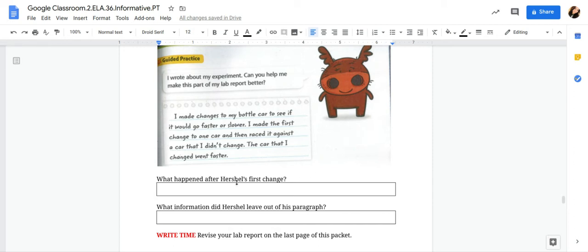What happened after Herschel's first change? So let's read this again. I made changes to my bottle car to see if it would go faster or slower. I made the first change to one car, then raced it against a car that didn't change. The car that I changed went faster. So what happened after Herschel's first change?